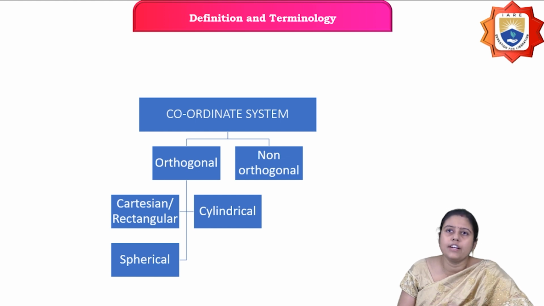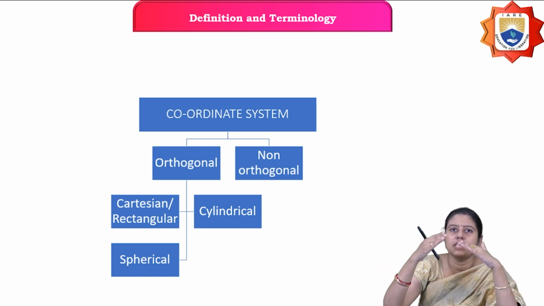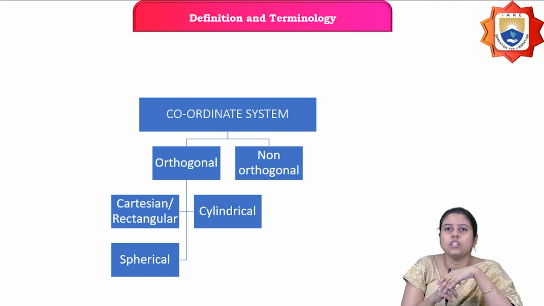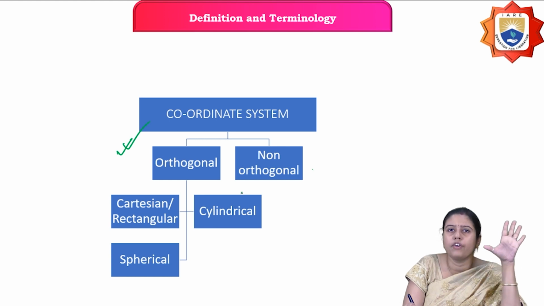What are the different types of coordinate systems? Coordinate systems are basically of two types. One is the orthogonal coordinate system, another is the non-orthogonal coordinate system. Orthogonal means all the axes are perpendicular to each other. Non-orthogonal means the axes are not perpendicular. For our normal problems, we use the orthogonal coordinate system. Non-orthogonal is used only for space.